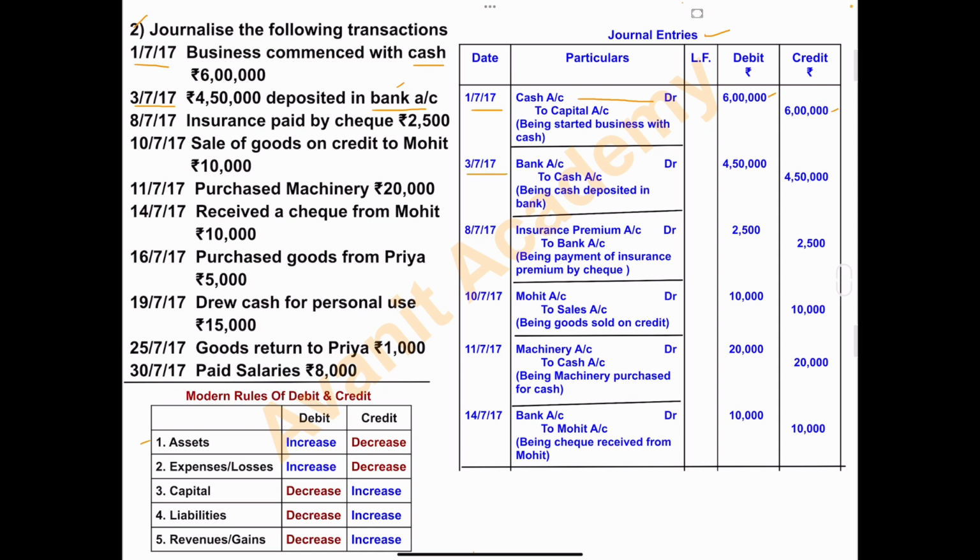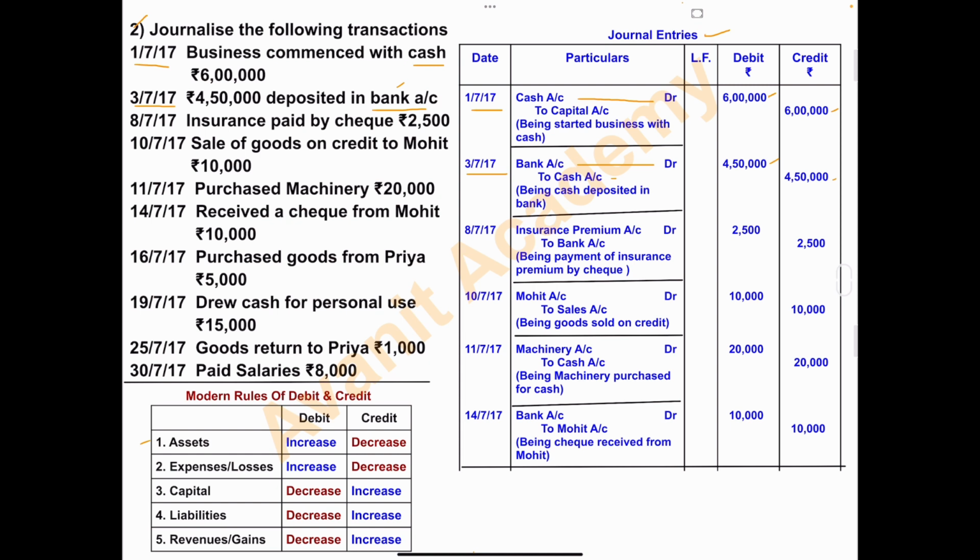Date, 3rd July 2017. So which account is debited in this second transaction? Bank account. So write bank account debtor to cash account. Amount is 4,50,000. Debit side write 4,50,000. Credit, 4,50,000. Both side you will write the same amount. And the narration is being cash deposited in bank.